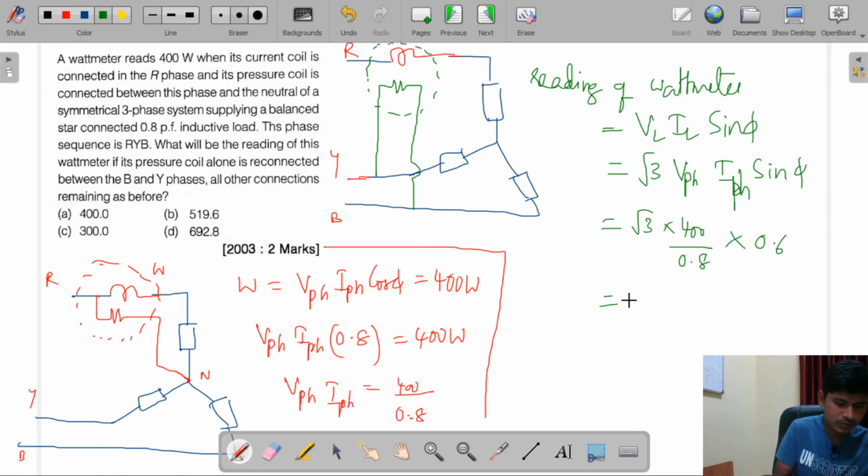400 into 0.6 into root 3 by 0.8, then you are going to get 519.61. Okay, option B is correct answer.